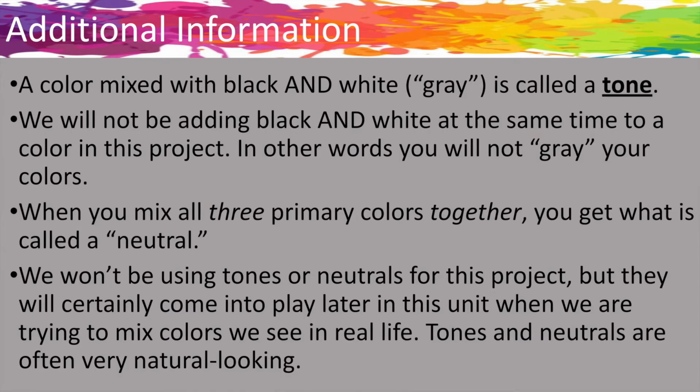A color mixed with black and white, which would be gray, is called a tone. We will not be adding black and white at the same time to our color in this project. In other words, you will not have gray for your colors. When you mix all three primary colors together, that's when you get a neutral. We won't be using tones or neutral for this project, but they will certainly come into play later on in this unit when we are trying to mix colors we see in real life. Tones and neutrals are often very natural looking. We use them for skin tones or natural objects that you'll see out in nature, like trees, things like that.